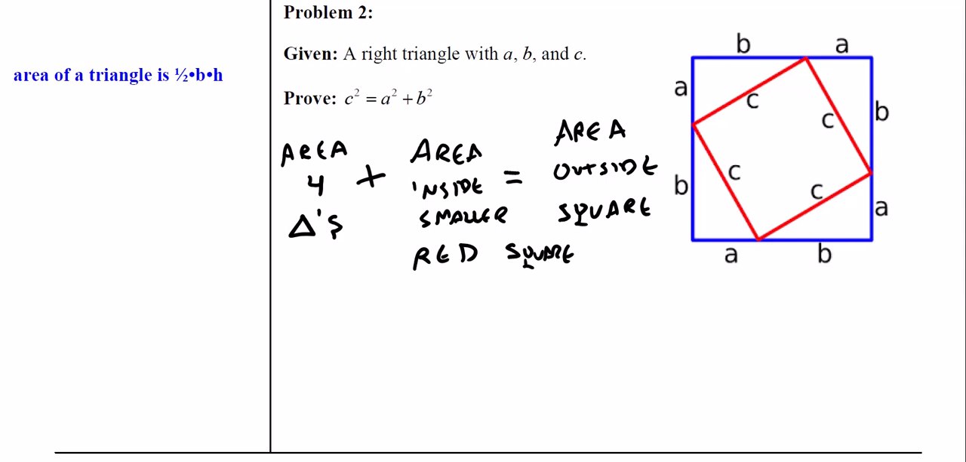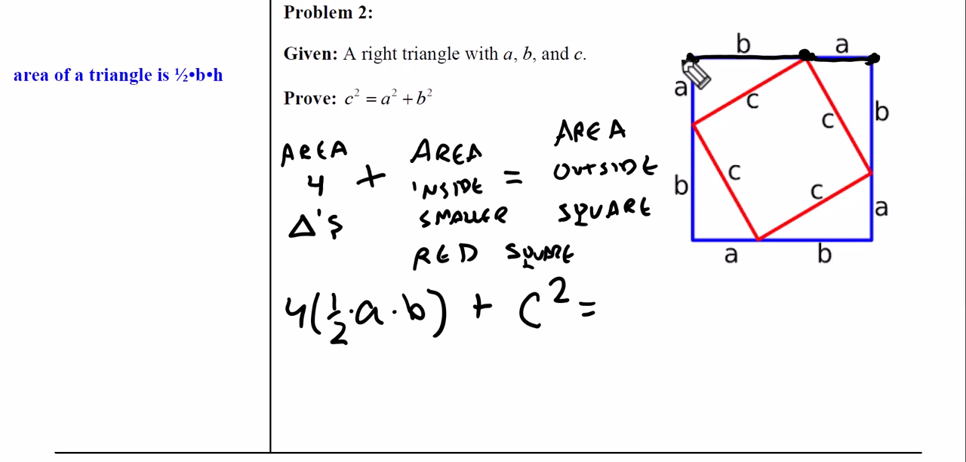So let's go ahead and take care of these. Area of the 4 triangles, that's going to be 4 times 1/2 base times height. Base is a, height is b. The inside smaller square is c squared. That's the area. Now the outside square, see, from here to here is b. And then from here to here is a.